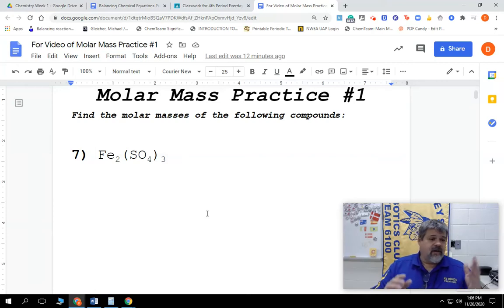Hey, welcome to another fun and exciting explanation of molar mass. We're doing practice sheet number 1, question number 7 right now. And as we did lately, we're going to go ahead and name this compound.